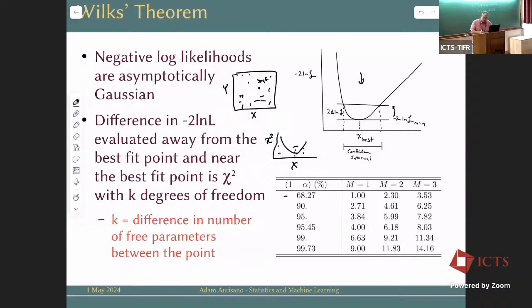The idea is if you want to do a 1 sigma interval, then if you have 1 degree of freedom, your up value is just 1. You just go up by 1 unit of negative 2 log likelihood, and then as you go up, it goes to 2.3 and then 3.53. And as you go to larger significances, the up values are bigger.